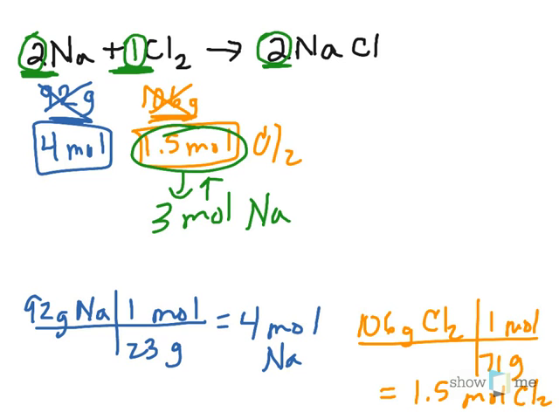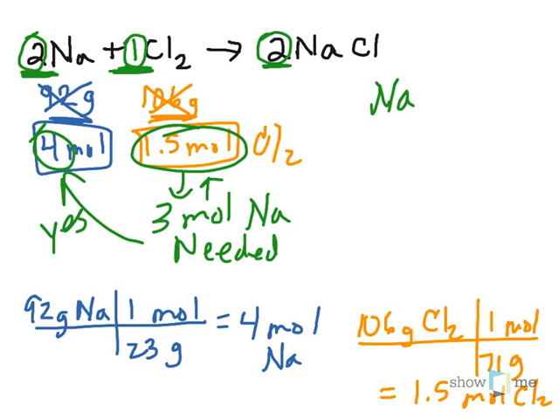So this is what's needed right here. Do I have that? Well, yes. In fact, I have extra. I need 3 moles, but I actually have 4 moles to work with. So what that means is sodium is extra. We call that excess. Chlorine, on the other hand, there isn't extra of that. So chlorine would be my limiting reactant.